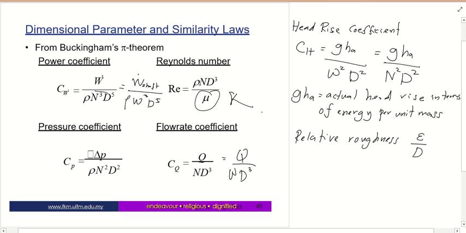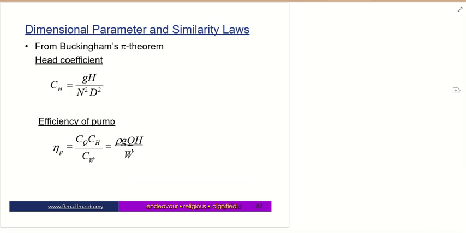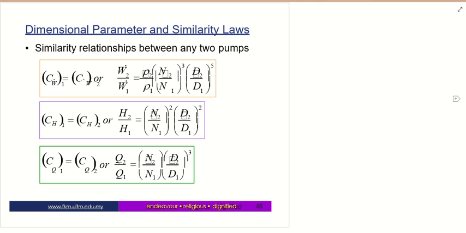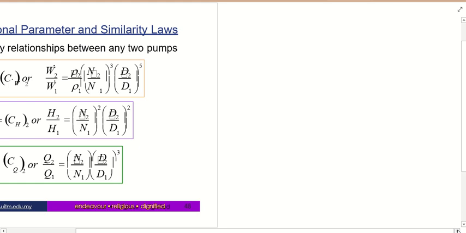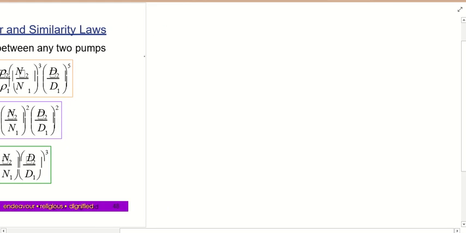Okay, so what is similarity? Let's say we have two pumps coming from the same family, operated at the same value of flow coefficient. Okay, so what is similitude analysis? This is a similarity relationship between any two pumps. Let's say you have two pumps, and then we want to define them based on flow coefficient.